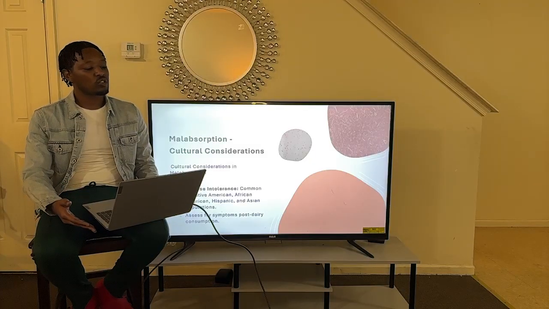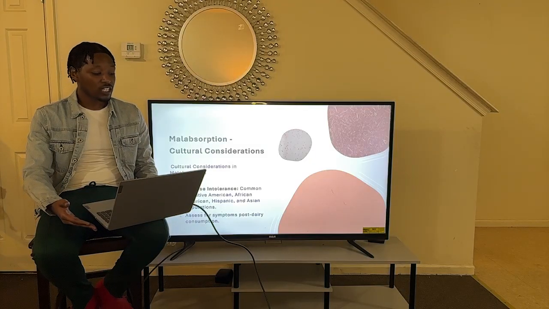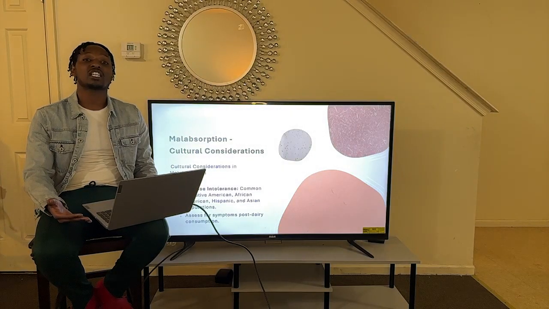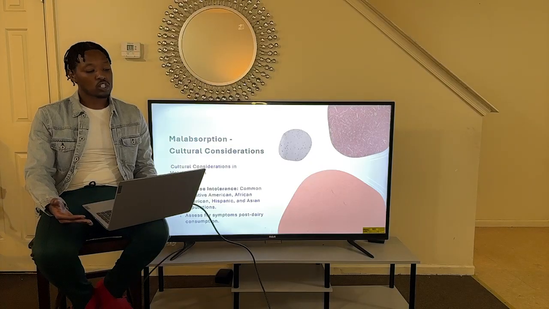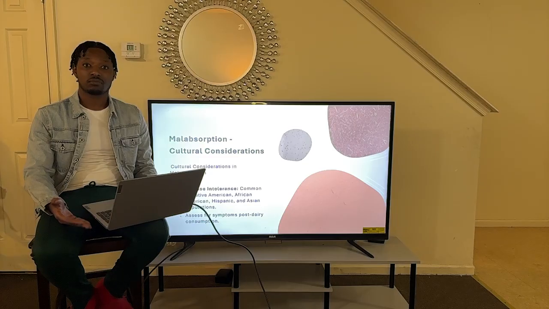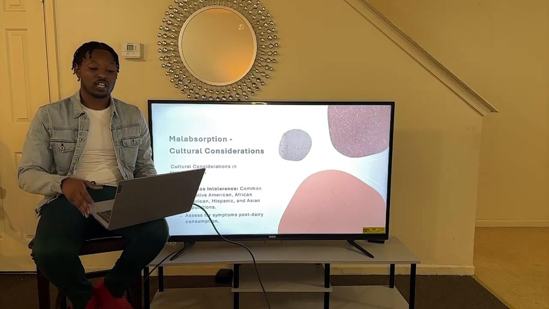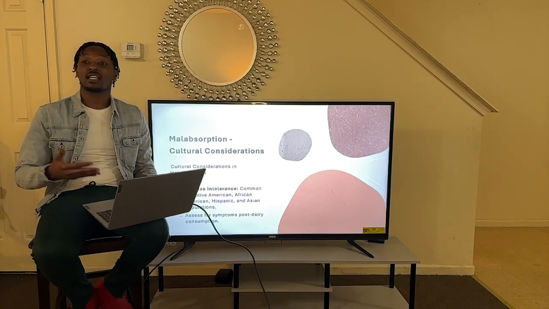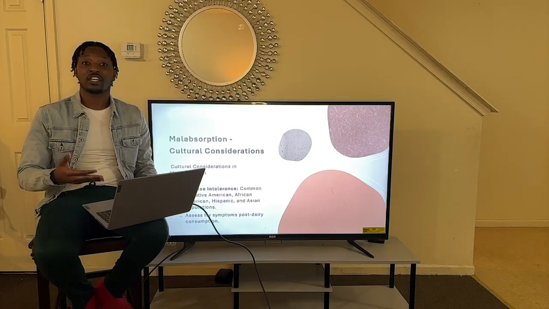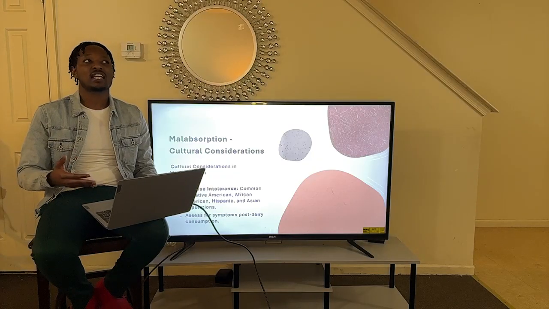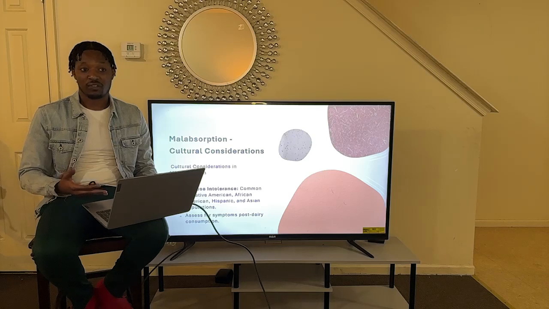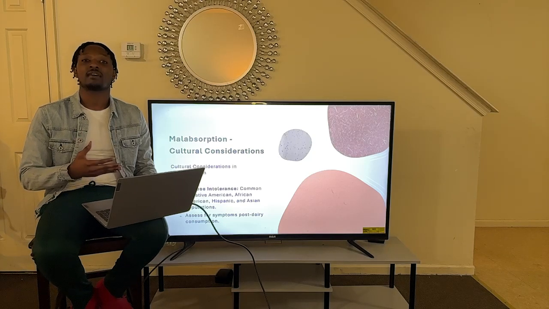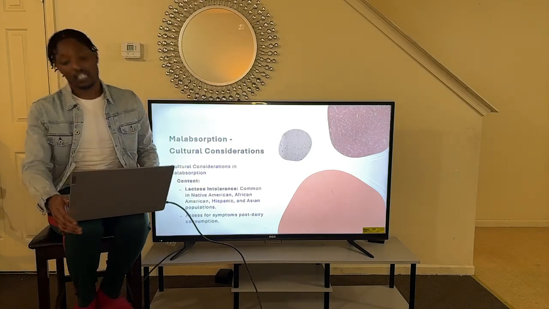Some cultural considerations to consider with malabsorption: lactose intolerance is common in Native Americans, African Americans, Hispanics, and high amongst the Asian population. You also want to assess for symptoms of post-dairy consumption, which could include stomach pain, stomach irritation, diarrhea, gas, just a bunch of things that your stomach is not agreeing with due to the absorption of lactose, which your body is intolerant to.